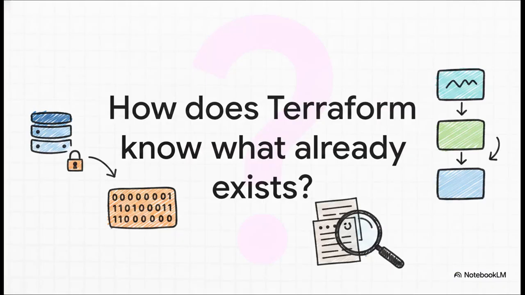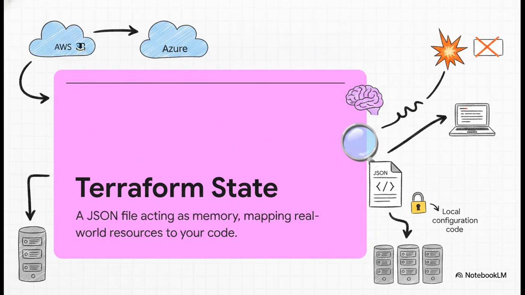If you run your code today, and then you change just one line and run it again tomorrow, how exactly does Terraform know to only update that one specific piece, instead of just recreating everything from scratch? Well, the answer is state. Terraform state is essentially a JSON file that acts as Terraform's memory. It perfectly maps the real-world resources sitting out there in AWS or Azure back to your local configuration code. It is literally how Terraform tracks what exists, what's changed, and what needs to be destroyed.